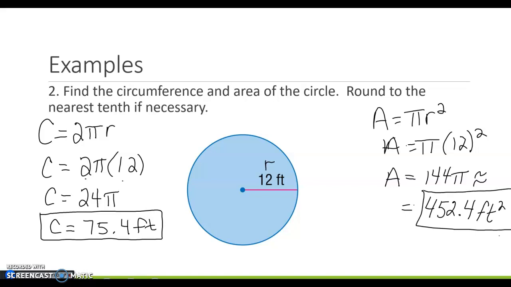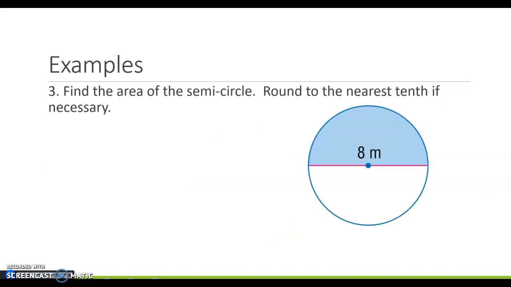Okay, let's keep going. This one, we're just going to find the area of the semicircle, which is half of the circle.